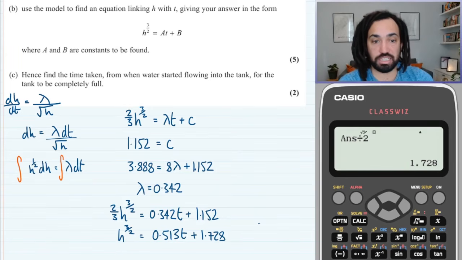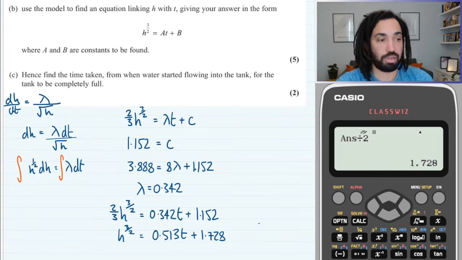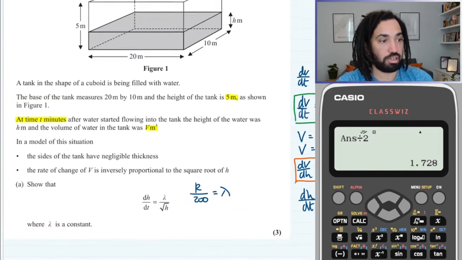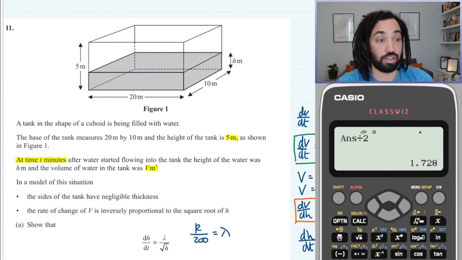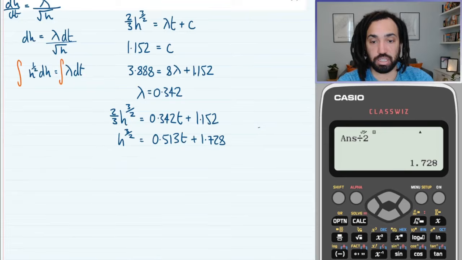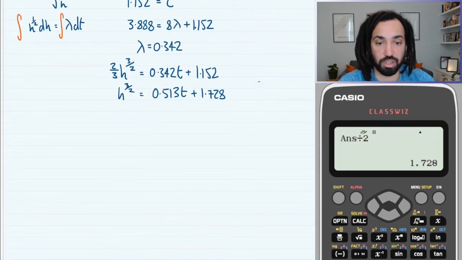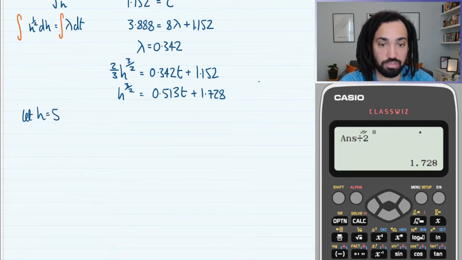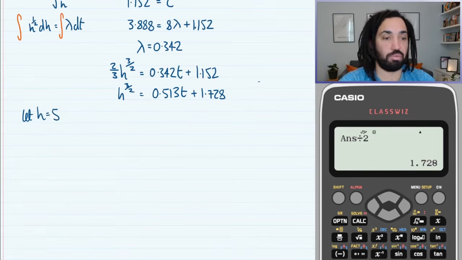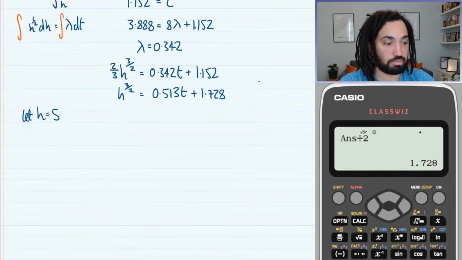Okay, and the final part of the question says, hence find the time taken from when the water starts flowing in the tank for the tank to be completely full. We're going right back up to the diagram. We can see here that the tank would be full when the height is equal to 5, because the height of the cuboid of the tank is 5. So we're going to say let h equal 5, and then we're going to try to solve for this.